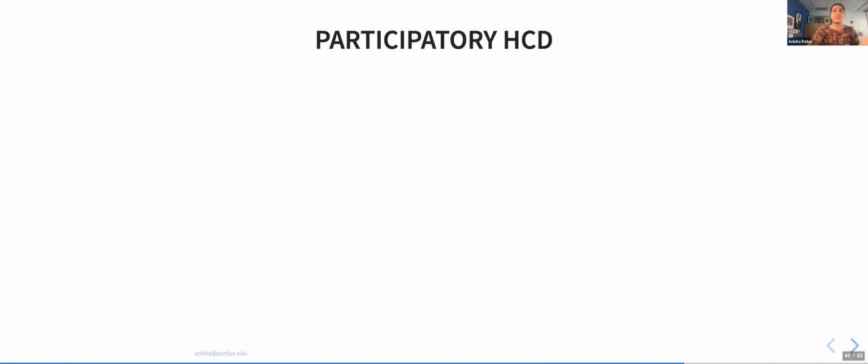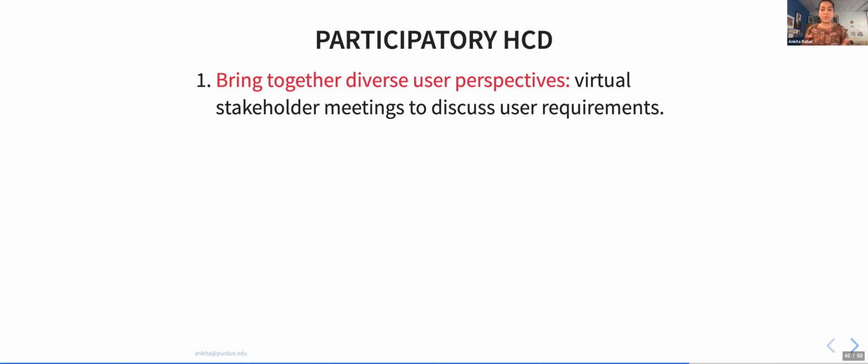So we took what's known as a participatory human-centered design approach. And there are many reasons for why this approach makes sense. I'll just give you a few that we had and how we approached it. The first was because we wanted to be able to bring together diverse user perspectives, right? So being able to hear from growers, from advisors, from researchers, from a range of people allowed us to make sure that our tool wasn't inadvertently ignoring some obvious challenge that people have already encountered out in the world. And so what we did was we just had a couple of virtual stakeholder meetings to actually discuss some of these user requirements.